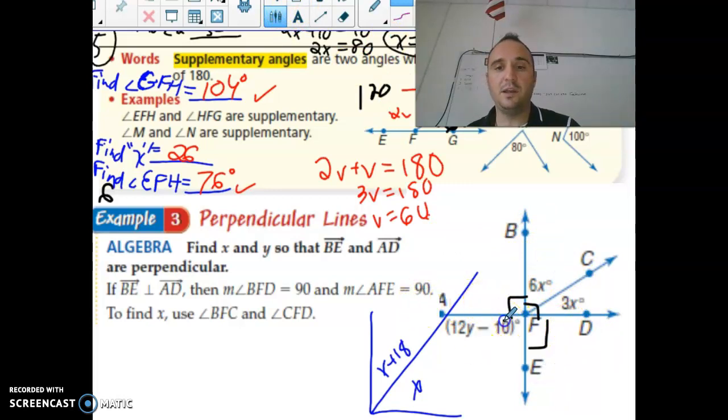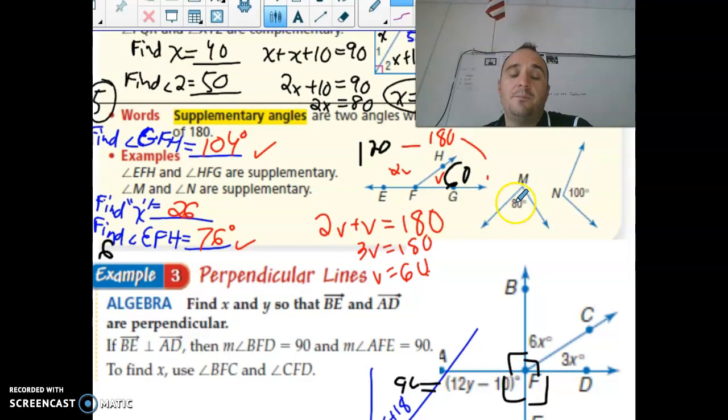And then this is also 90. So then you can just make this equal to 90, add these two together and set them equal to 90. And that's how you find your X and your Y.